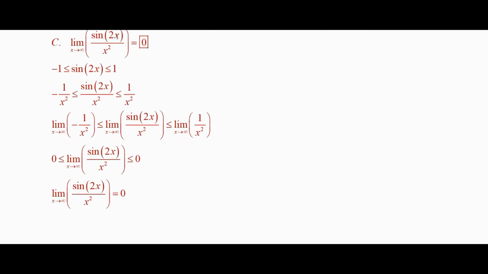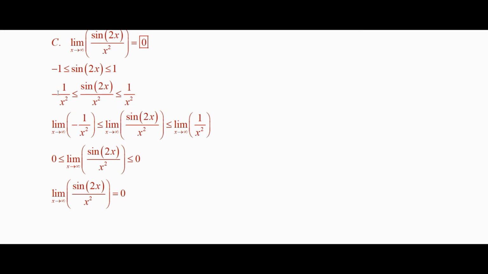Here we notice that for sine of 2x over x squared, we're going to see that the answer is 0, but we're going to use the Squeeze Theorem. Sine of 2x is between negative 1 and 1. Sine of anything is between negative 1 and 1, inclusive. Multiply both sides by x squared, which is a positive number, so we get negative 1 over x squared is less than or equal to, multiply all three sides by 1 over x squared, I should say. And so we get negative 1 over x squared is less than or equal to sine of 2x over x squared, which is less than or equal to 1 over x squared.